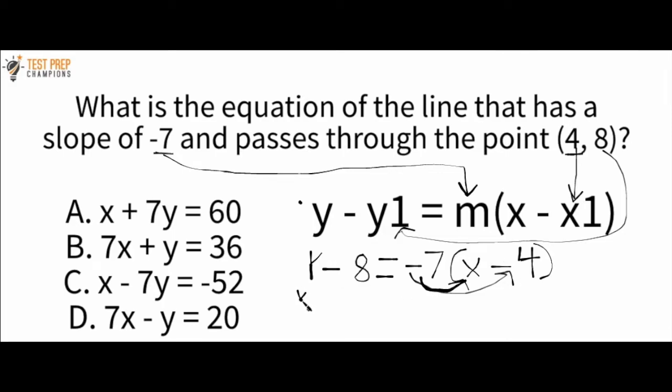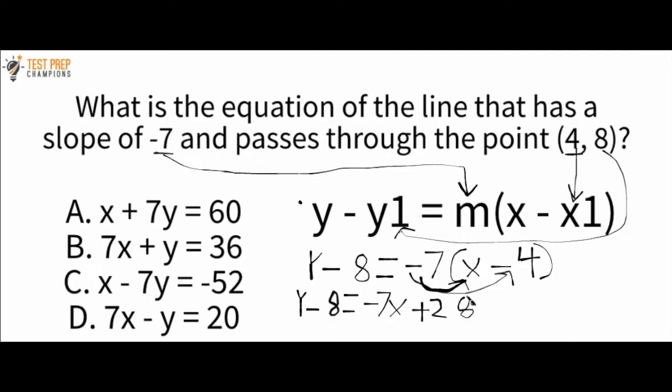So let me rewrite this. We still have our y minus 8. We haven't dealt with that yet, but we are now going to have -7x, and we're also going to have, negative 7 times negative 4 is positive 28. So we now have plus 28.